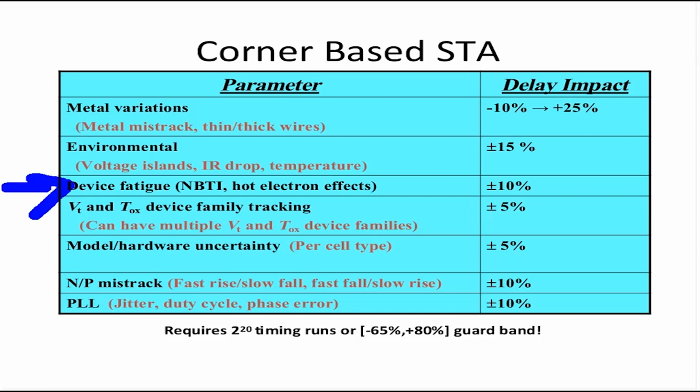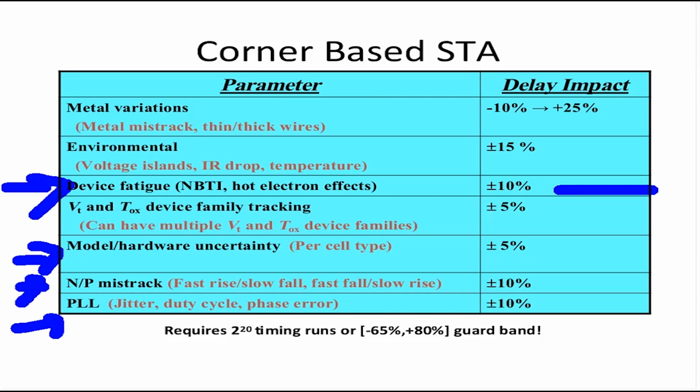This is negative bias; I think NBTI stands for negative bias temperature instability or something like that. There are hot electron effects. These effects were negligible for 90 nanometer onwards, but as we go smaller and smaller, these effects are now very much pronounced. Again, VT and TOX tracking, hardware modeling uncertainty, mathematical errors, NLP mistrack, fast rise, slow fall, slow rise, PLL. So all these variations that were earlier very small are now becoming bigger and bigger.